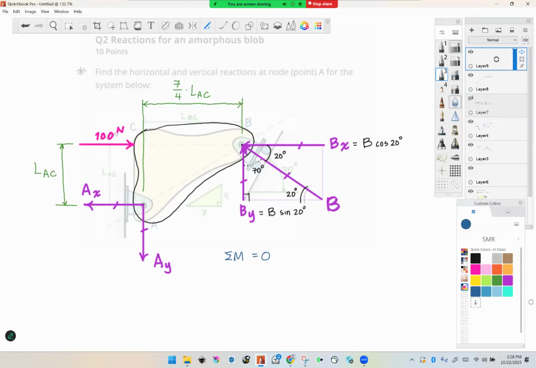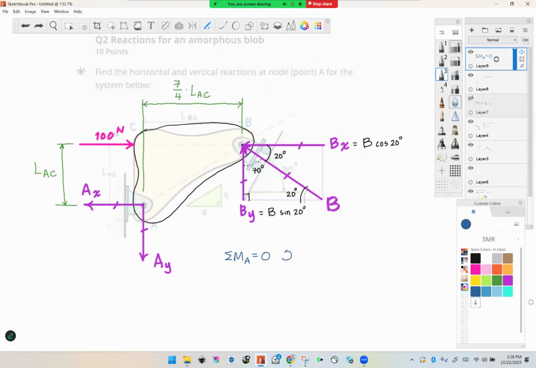And we need to figure out what axis we're summing moments about. And to me, this one is a no-brainer. I'm going to pick A. The reason why I'm going to pick A, so sum moments about A, is because I've got two unknowns through A. So if I sum moments there, I'll be able to solve for B directly. That'll be the fastest way to work through the solution.